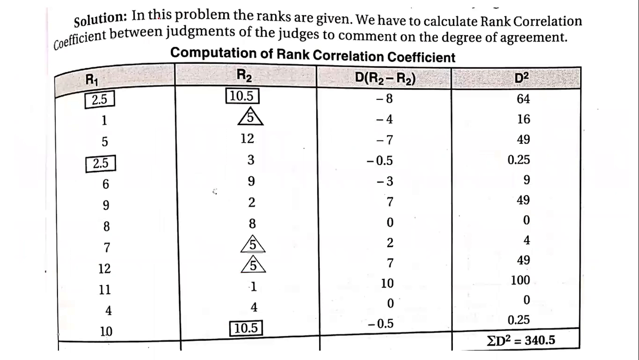So in this problem, the ranks are given. We have to calculate the rank correlation coefficient between the judgments of the judges to comment on the degree of agreement. This is important: comment on the degree of agreement. Okay, next we'll draw the table. Now here, since they have only given us the ranks, no need to find out any ranks. We will just observe wherever there is repetition.